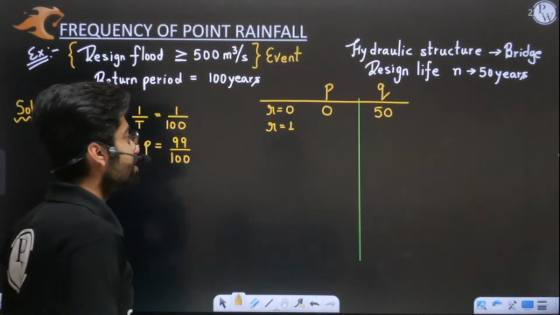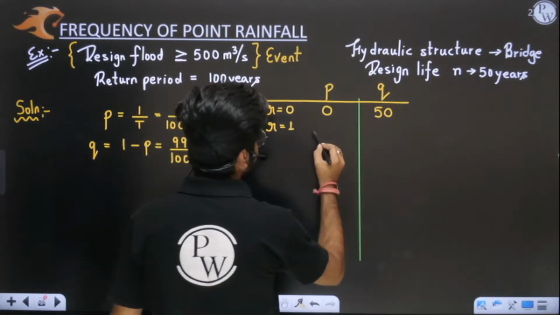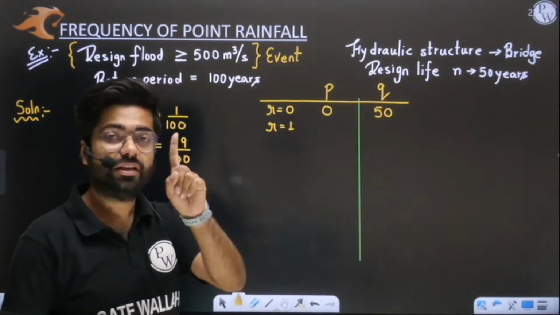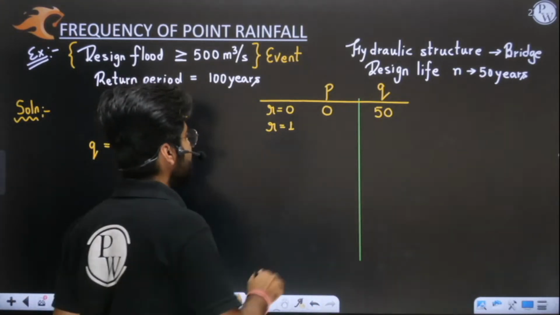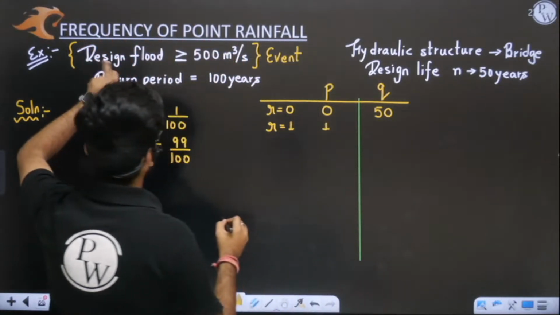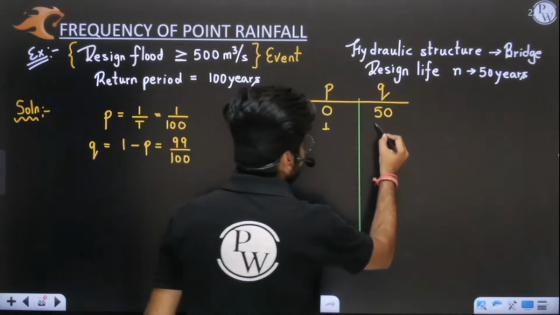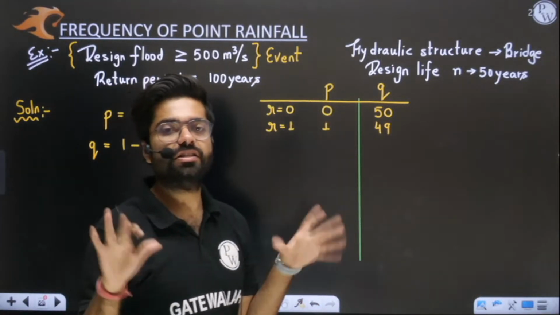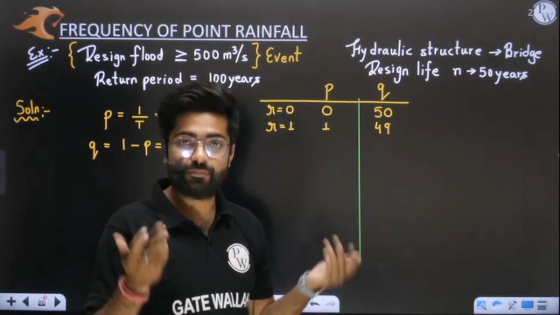What can be the next case? Next case can be that this flood has happened only once in 50 years. Out of 50 years, only in a single year, this flood has come. Okay. Only in 1 year, this kind of flood we have witnessed. And in remaining 49 years, sir, we have not seen such kind of flood. This can be the case.